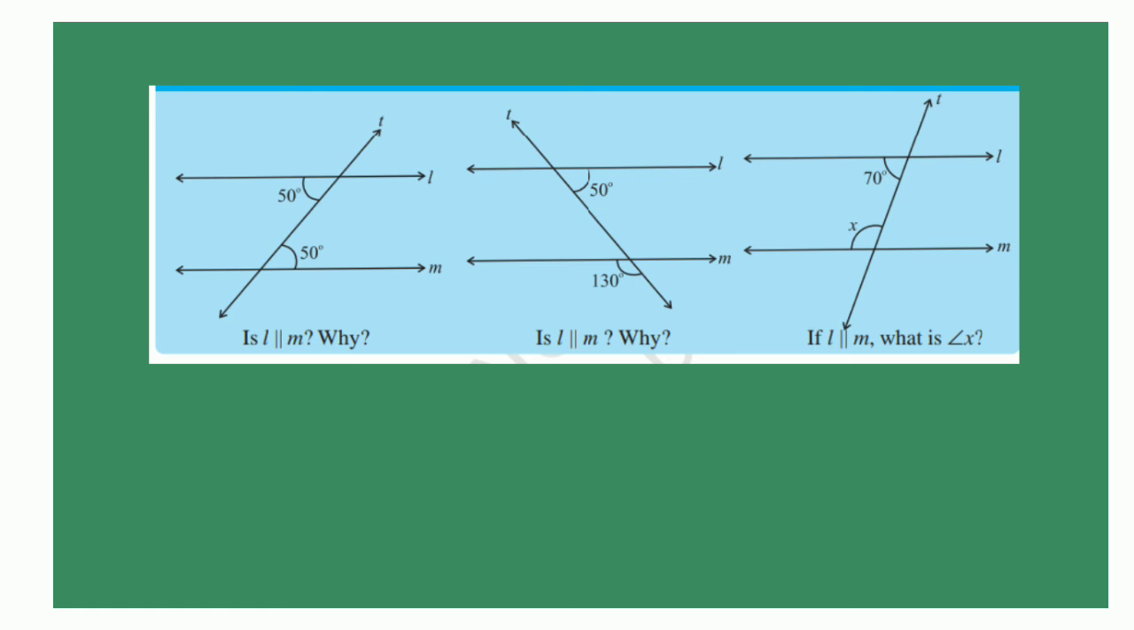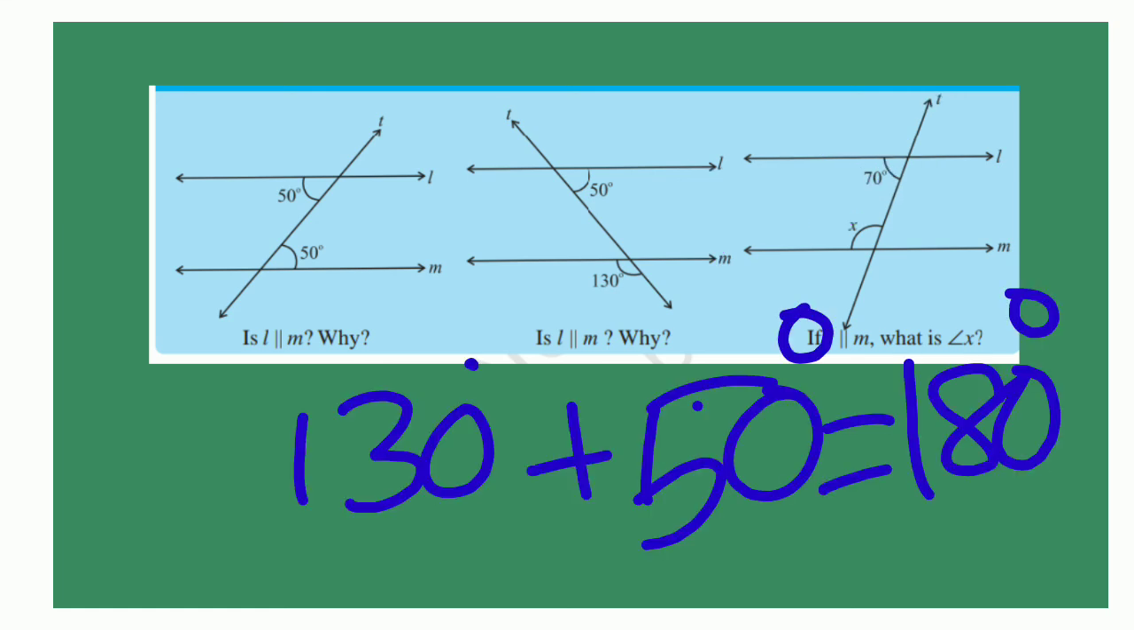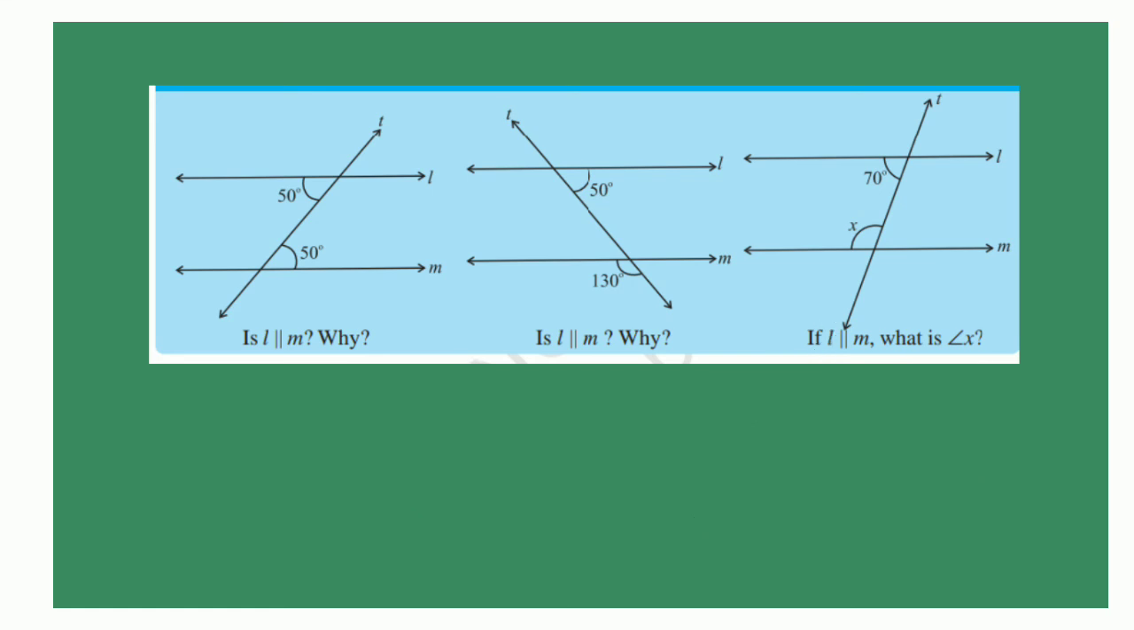Then the second one: here 50 degrees and 130 degrees, two angles are given. So we have to show whether L is parallel to M. Why? We already learned that opposite angles are equal. Here 130 degrees, then this angle is also 130 degrees. Then the sum of 130 and 50 is 180, that is co-interior angles. So L is parallel to M.